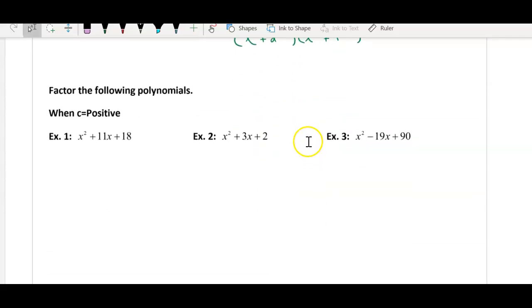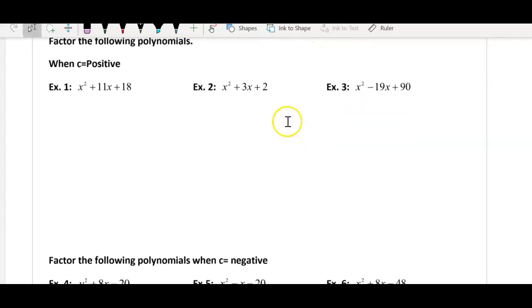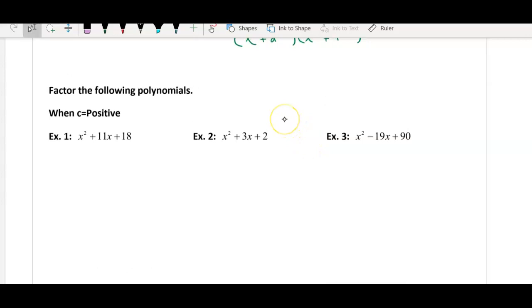All right, let's look at some examples. These examples are when c is positive, right? So if c is positive, I know what numbers multiply to give me 18 and add up to give me 11. Well, all the numbers that multiply to give me 18 are 6 and 3, 9 and 2, 18 and 1. But at the same time, which set of factors also add up to 11?